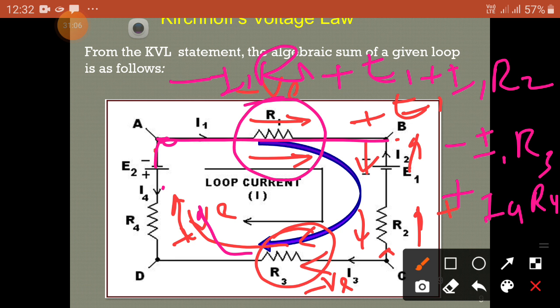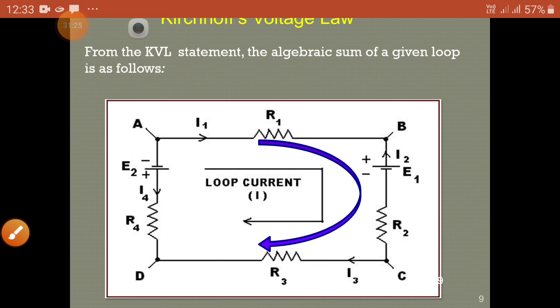Next, here it is plus to minus. The current direction is also this direction, coming in this direction and going in the opposite direction, so that is also plus to minus and you take the opposite directions. So plus E2 is equal to 0. So you can write the simple equations.